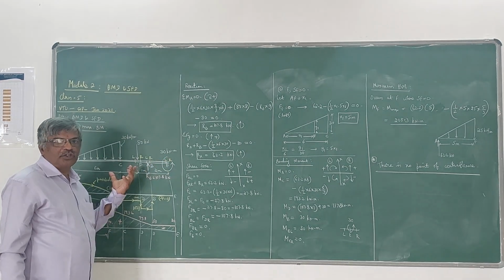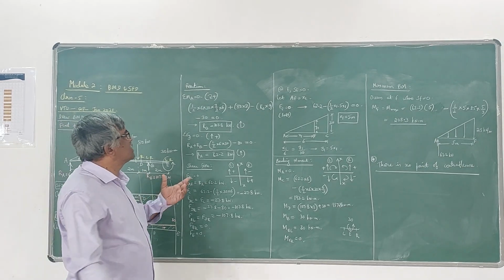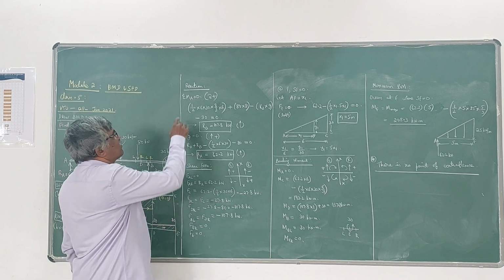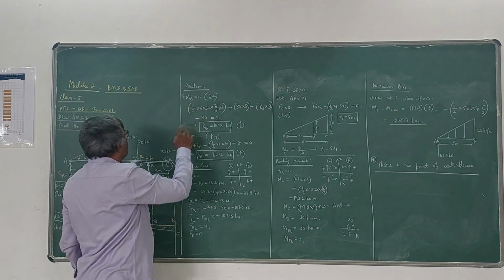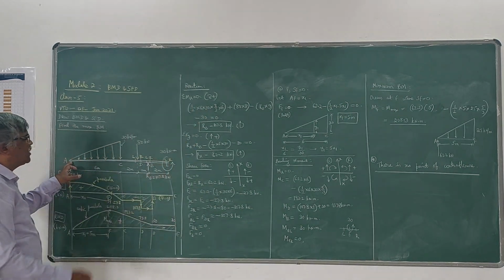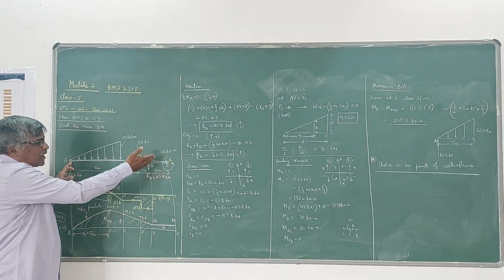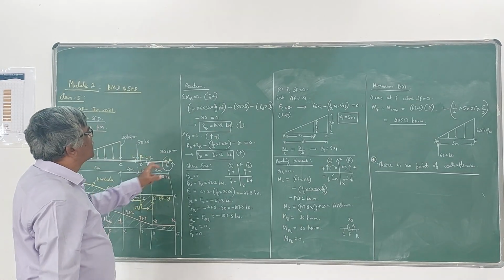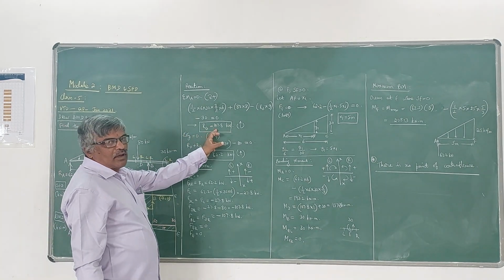In the first step, as usual, we have to find out the reactions. So here I have found out the reactions using the equilibrium equation. Sigma M is 0. So I am going to consider the moments of all the forces including reactions about the point A, and I am going to equate it to 0. So I am going to get this RB.